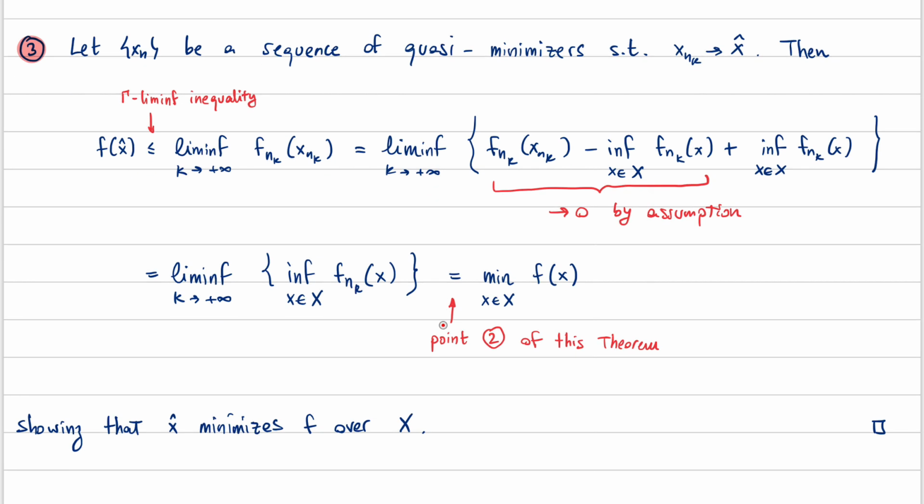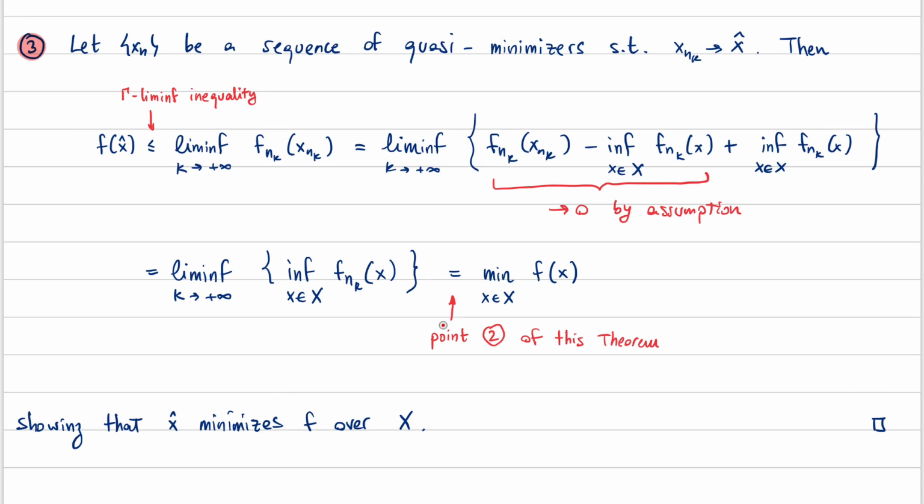Finally, we're left with point 3. This is trivial. So let x_{n_k} be a sequence of quasi-minimizers such that x_{n_k} converges to x hat. Then we have the following. So x_{n_k} converges to x hat means that the energy of x hat for the gamma limit is less or equal than the lim inf of f_{n_k} of x_{n_k}. This is just the gamma lim inf inequality, and we're using that f_n gamma converges to f.